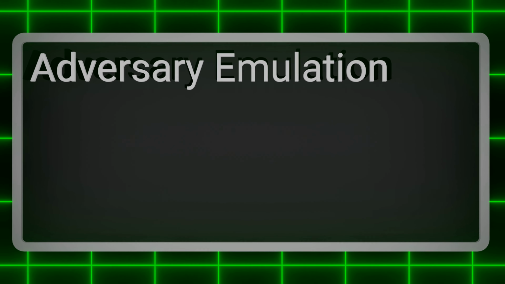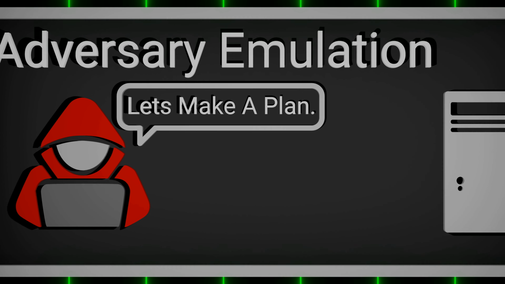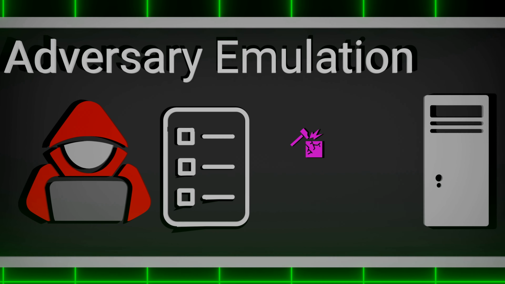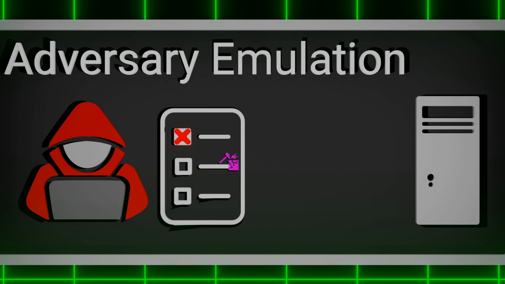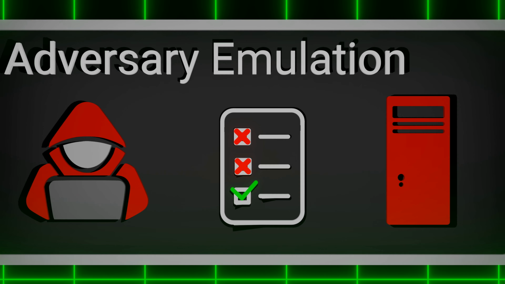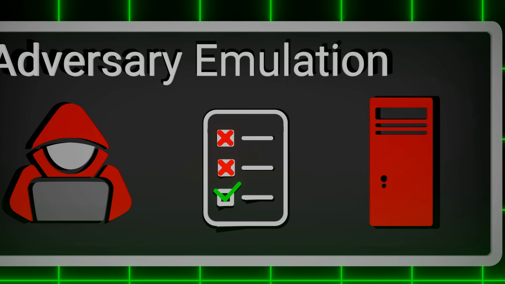Adversary emulation. Just like defenders use adversary emulation plans, attackers can use those plans to test the effectiveness of different techniques against specific defensive measures. By doing this, you can get a clear understanding of what works and what doesn't, allowing you to refine your techniques and improve your path of attack.